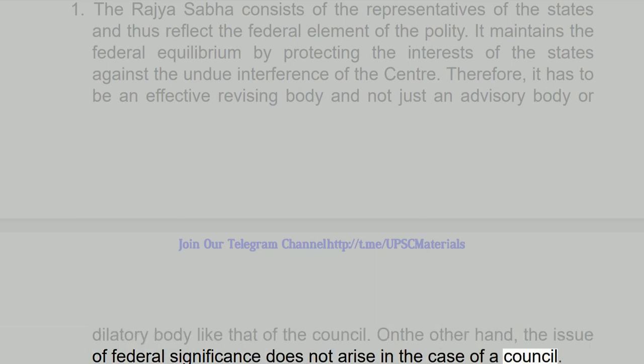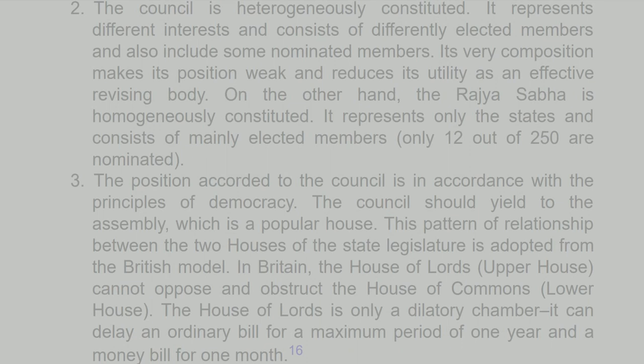2. The council is heterogeneously constituted. It represents different interests and consists of differently elected members and also includes some nominated members. Its very composition makes its position weak and reduces its utility as an effective revising body. On the other hand, the Rajya Sabha is homogeneously constituted.